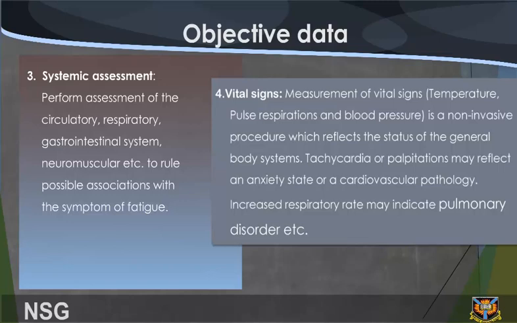4. Vital signs. Measurement of vital signs, temperature, pulse, respirations, and blood pressure is a non-invasive procedure which reflects the status of the general body systems. Tachycardia or palpitations may reflect an anxiety state or a cardiovascular pathology. Increased respiratory rate may indicate pulmonary disorder, etc.